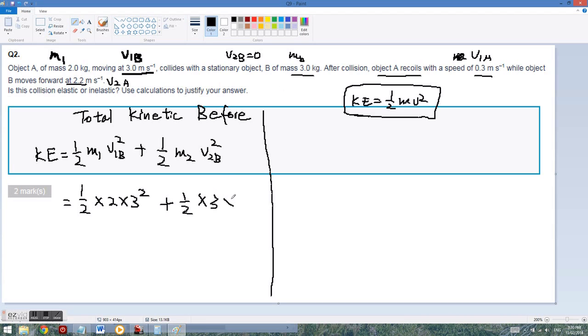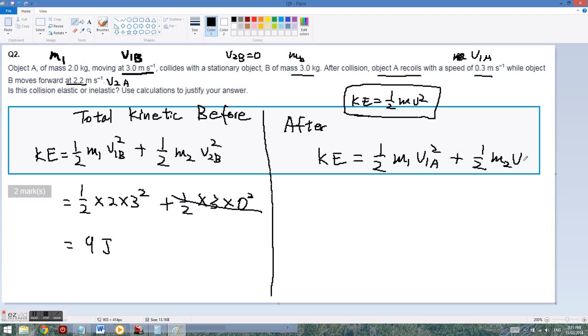The velocity of B is 0, so this will be 0, and 9 joules. Afterwards, this is after. It will be half m1 v1 after squared plus half m2 v2 after squared. So put all the values in. Sorry, I made a mistake. My m1 is 2 here. Now v1 after will be 0.3 plus 2.2.